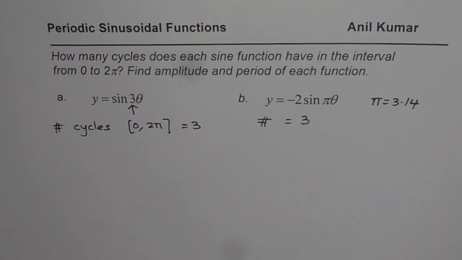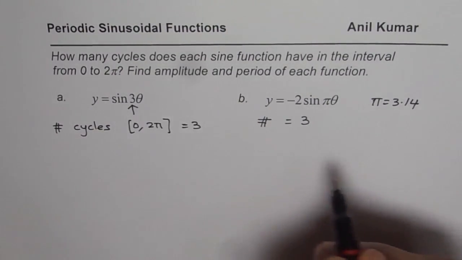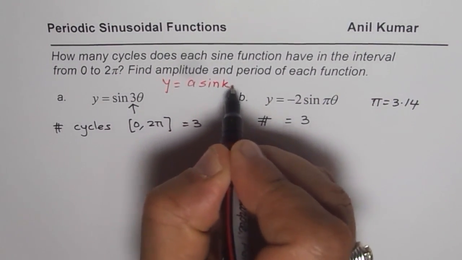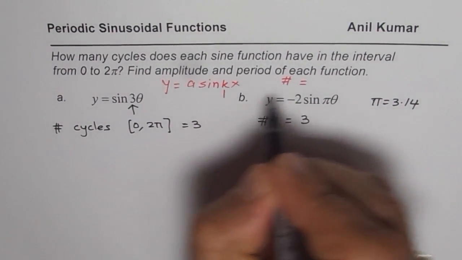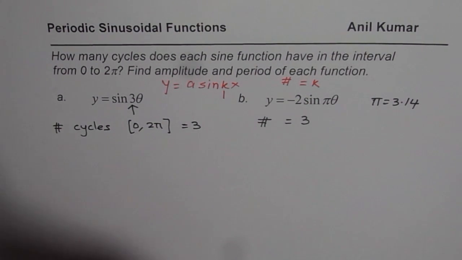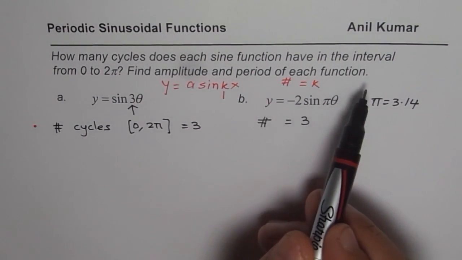Let me generalize this statement: if you have an equation y equals a sine kx, then the number of cycles is equal to k, as a whole number. So you can say the greatest integer value of k. That could be another way of saying it. Okay, now let's answer the second part of this question. Find the amplitude and period of each function.